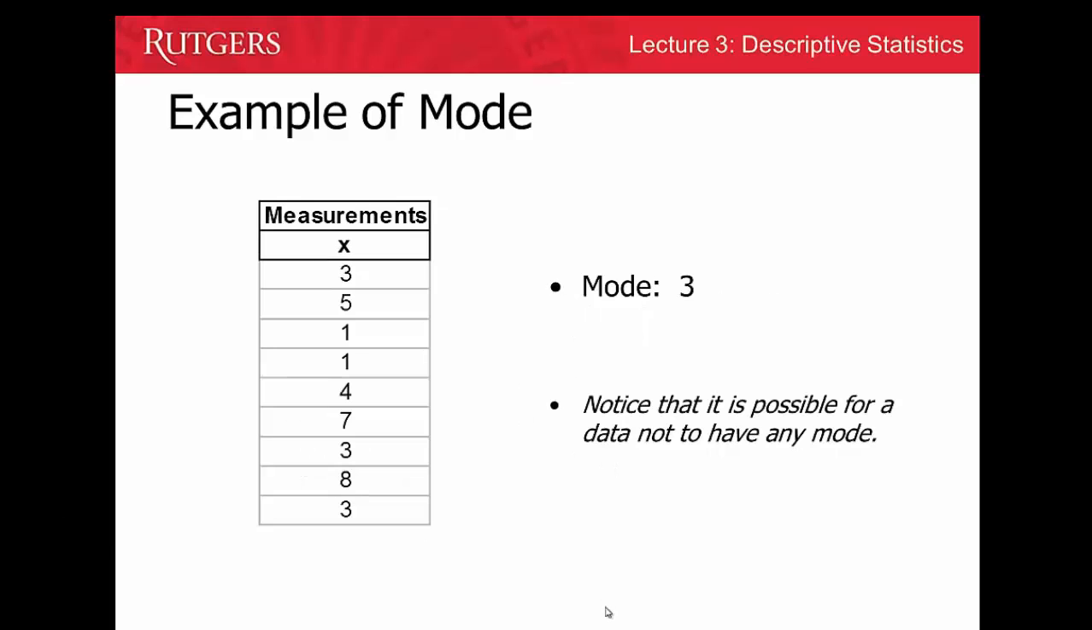Okay, then let's take a look at another example, another data sample where 1 exists twice and 3 exists 3 times. So the mode of this data set is 3, and there is only 1 mode in this data set. What if every single value in the data set is different? Then this data set doesn't have any mode, and it is also possible.